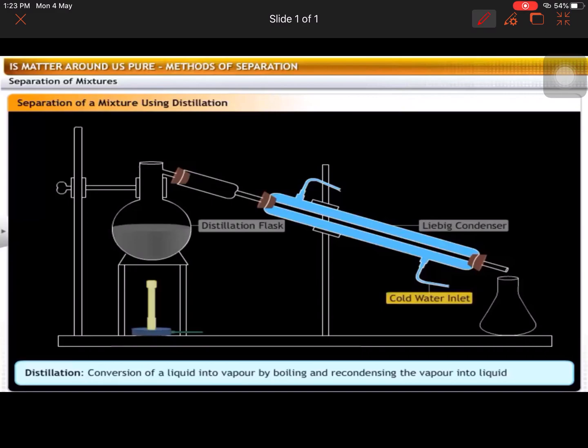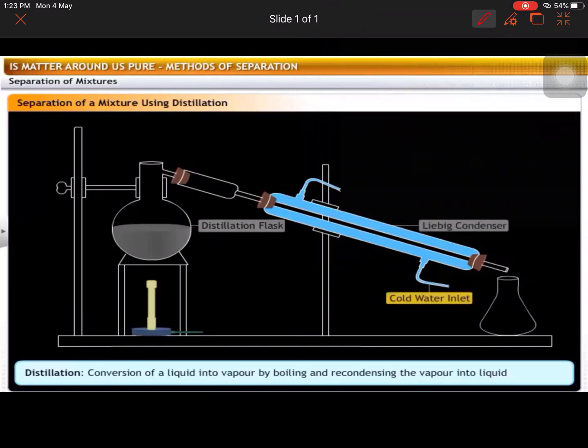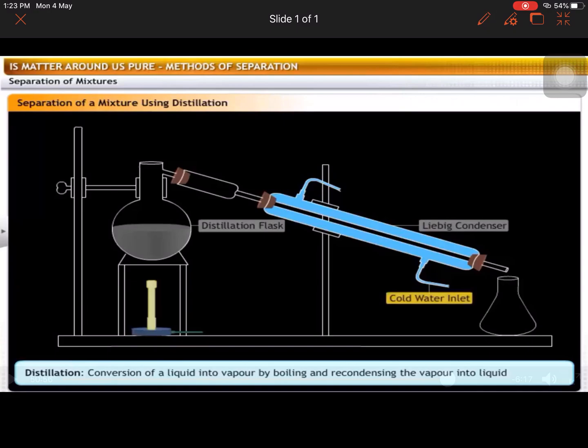So this round-bottom flask contains acetone, CH3COCH3, plus water. So you have to separate them. And how will you separate this acetone and water? Just see the setup. The open end of the flask is fitted with a one-holed rubber cork through which a thermometer is introduced.